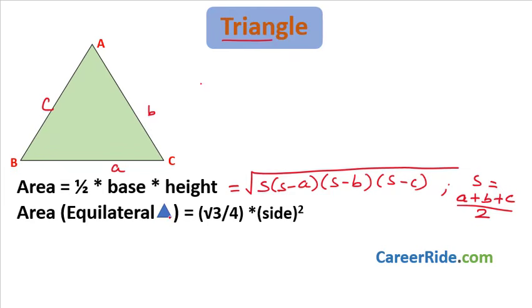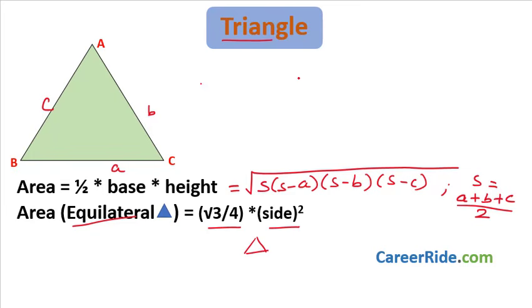Now all of us know that triangles can be isosceles triangle, equilateral triangle, right angle triangle. So let's talk about the equilateral triangle a little more. The area of an equilateral triangle is root 3 by 4 into side square, and as all of us know, an equilateral triangle is a triangle whose all sides are equal in length.